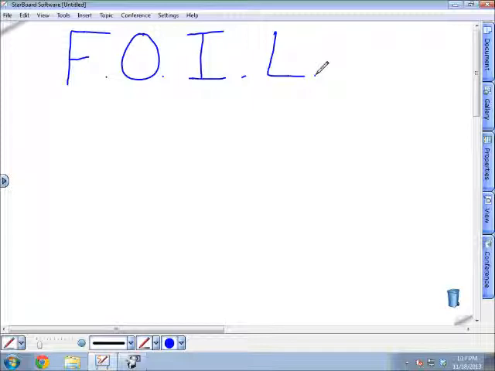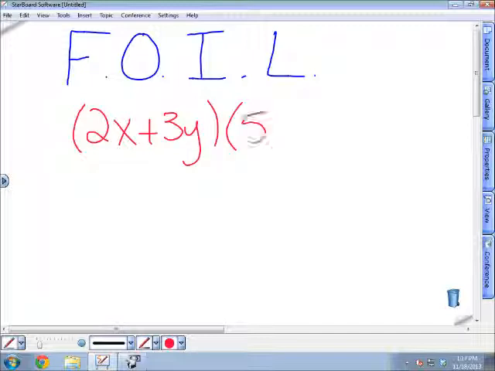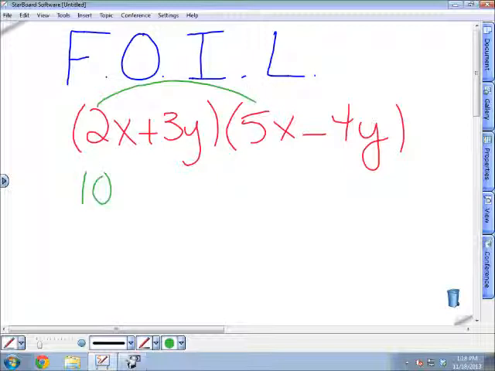And so I'm on my worksheet now. It says 57 at the bottom. And example 1 gives us a couple binomials: 2x plus 3y being multiplied by 5x minus 4y. And so when I multiply my first terms, I get 10x squared. When I multiply my outer terms, I get minus 8xy.